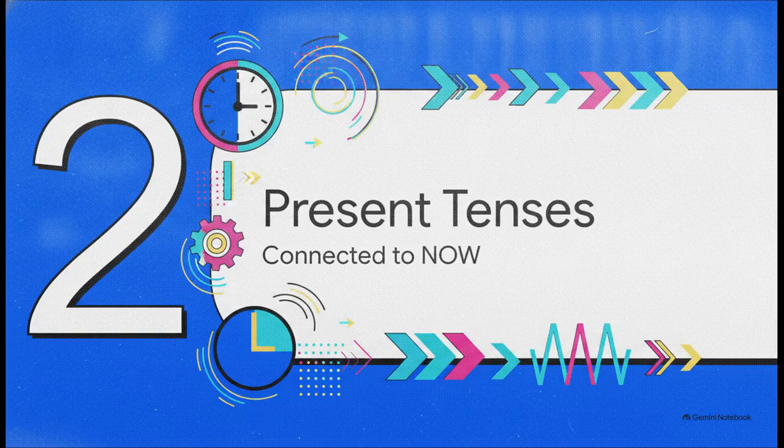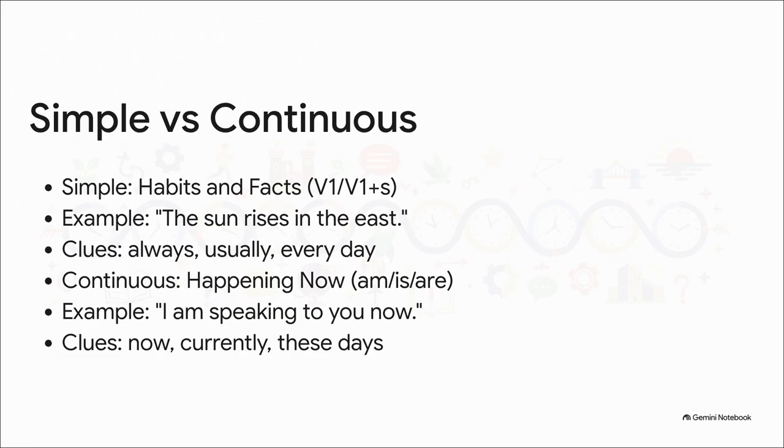Moving on to section 2, mastering present tenses. These are all connected to now. First up, let's contrast the simple present with the present continuous. We use the simple present for established routines, general facts, permanent situations, like the sun rises in the east. That's just a solid fact. The formula uses the base verb, we'll call that V1, and we often just tack on an S or ES for he, she, or it.